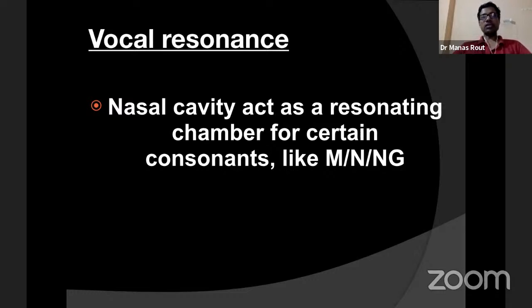I can give one example. Suppose one child comes to OPD. You ask the child to say mama, and he says baba. How is it possible? It is just because of nasal block. Because of nasal obstruction, air is not going and there is no resonating. So when you say mama, the child says baba. That indicates that there is nasal obstruction. So this vocal resonating function is important for speech production. Otherwise, certain consonants like M, N, and G will not be pronounced by the person or the child.